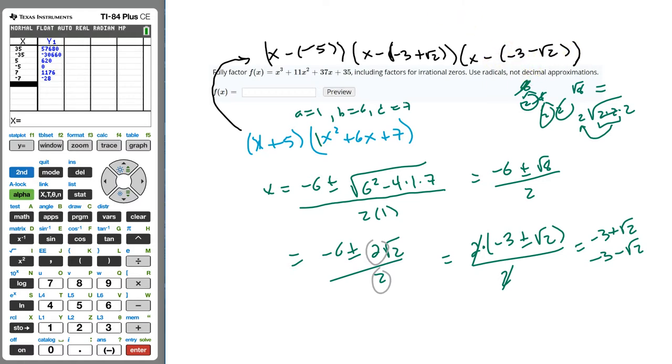So how do I write it without multiple parentheses? It's going to be x plus 5 times x minus a negative 3, right? That distributes in, so it becomes plus 3, and then this distributes, so minus root 2. And then same thing, that's going to become plus 3. So x plus 3, and then minus on a minus becomes plus root 2. Okay, so this would be our factored form.